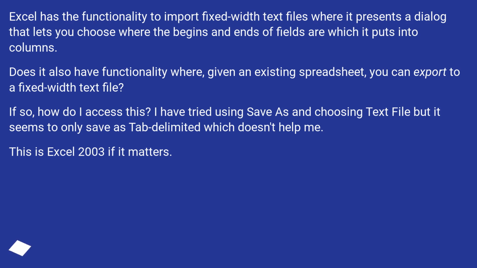Does it also have functionality where, given an existing spreadsheet, you can export to a fixed width text file? If so, how do I access this? I have tried using Save As and choosing text file, but it seems to only save as tab delimited, which doesn't help me. This is Excel 2003 if it matters.